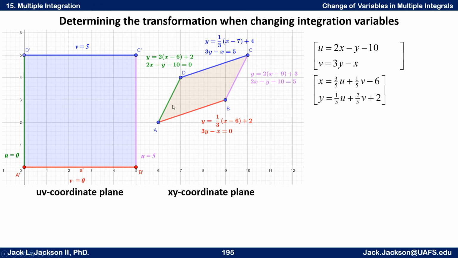Okay, so again, this figure is in the xy coordinate plane, the original parallelogram. We transform it over to this rectangle in the uv coordinate plane, and we do it by the transformation of variables, where we substitute u equals 2x minus y minus 10, and v is 3y minus x. That's equivalent to saying x equals 3/5 u plus 1/5 v minus 6, and y equals 1/5 u plus 2/5 v plus 2. Okay, so with this second version, where x and y are in terms of u and v, we can now find our Jacobian. So let's do that next.